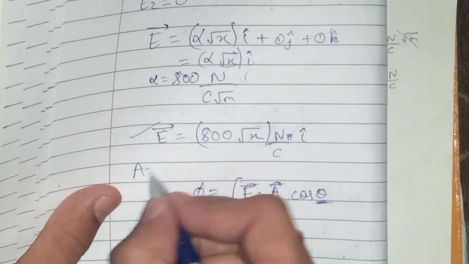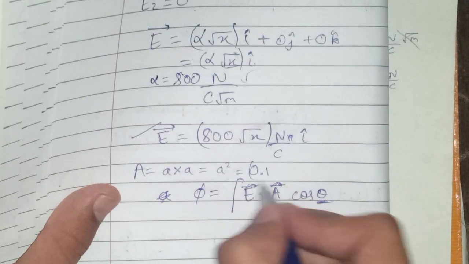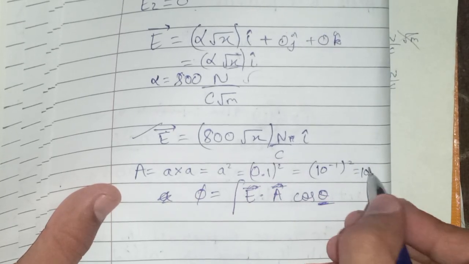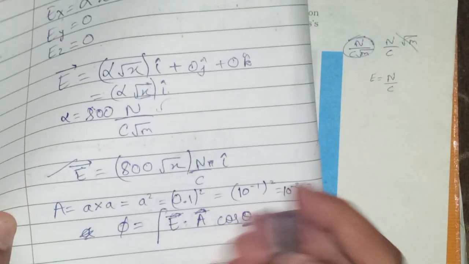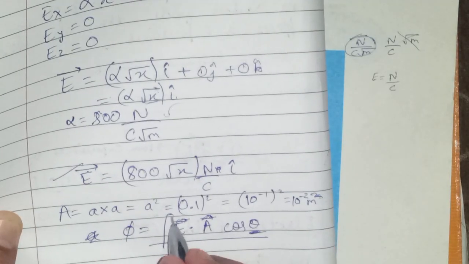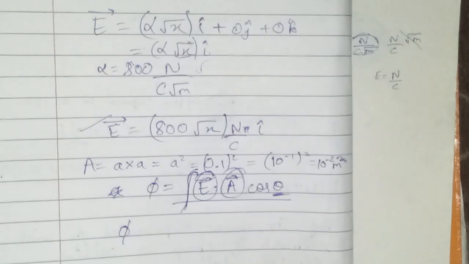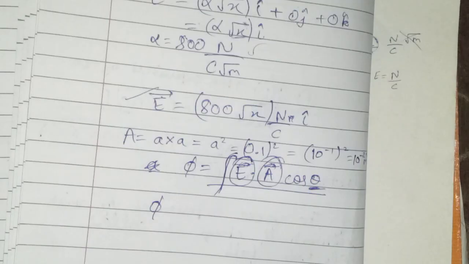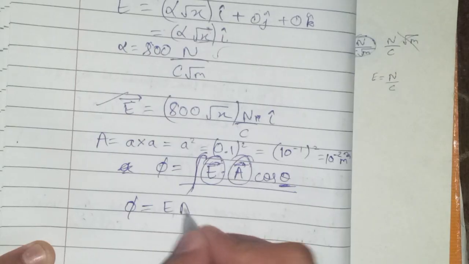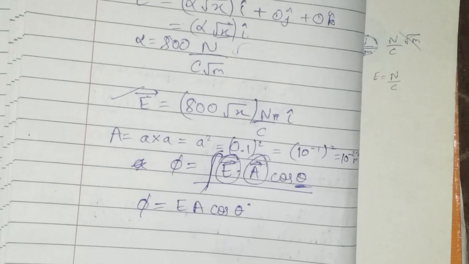First, let's find the area. Area is A times A, A squared, which is 0.1 squared, that is 10 to the power minus 1, squared, finally 10 to the power minus 2 meter squared. We don't need to integrate, because the field is not a variable function, so we could simply write the product with cos theta instead of integrating.